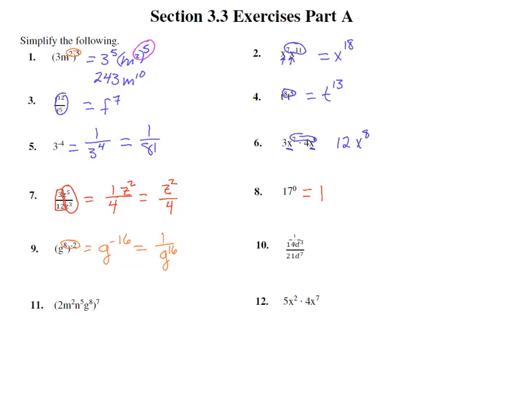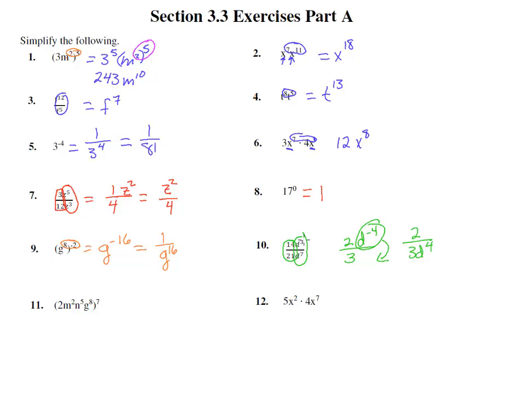Number 10. This looks like a bigger problem. Let's try this. 14 over 21 we can view as an individual problem by itself. 14 over 21, we can take out a 7 and a 7, and we get 2 over 3. Now for the d's, we have d cubed over d to the seventh. We subtract because we're dividing. 3 minus 7 would be d to the negative 4. Well, what do we do with negative exponents? That guy moves down to the bottom, so we have 2 over 3d to the fourth.